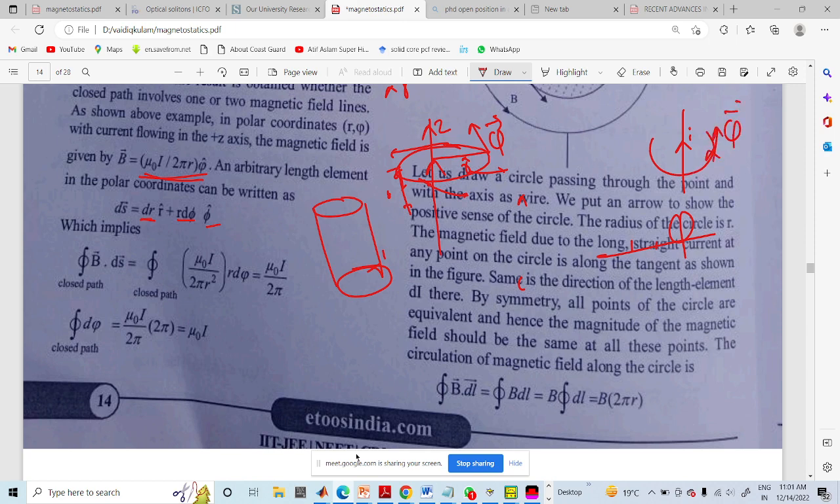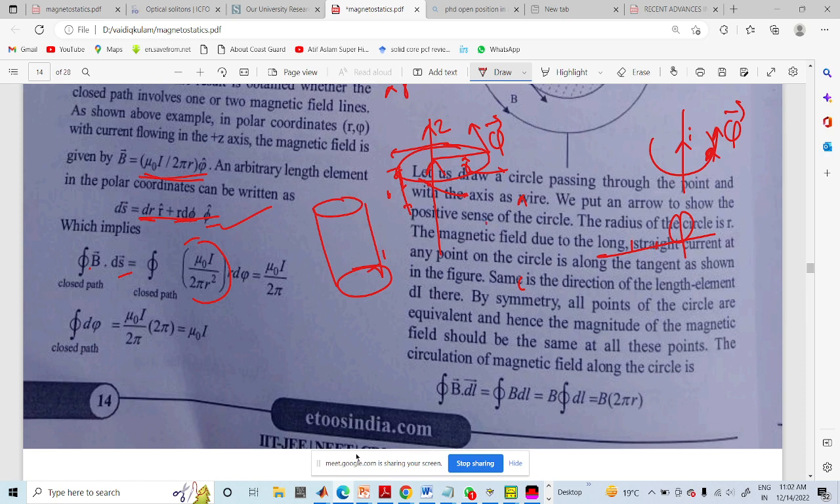So this is the direction of phi. So ds, that is dl, can be written in the form of phi in this way, so that we can use B dot ds. B can be written like this, and ds can be written as r d phi. And what about r cap? r cap is 0 there. That means the magnetic field has no component in the direction of r.